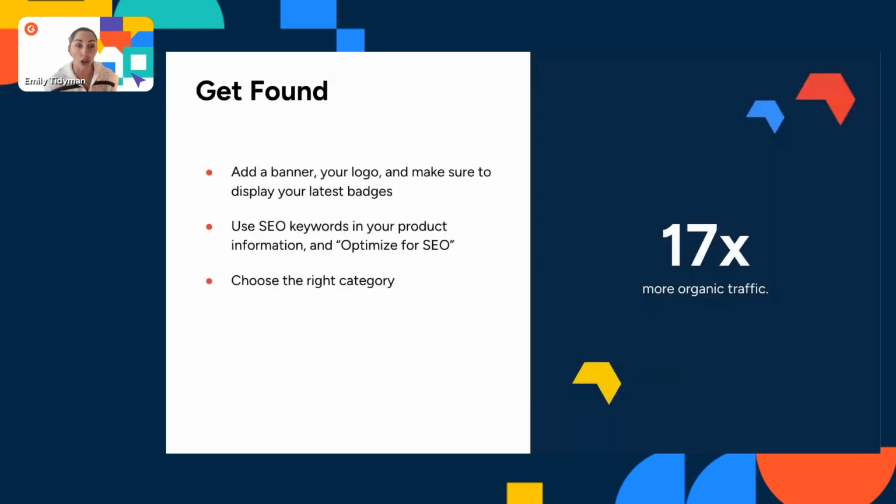Secondly, we want to ensure that your profile is optimized for SEO, meaning every page on G2 is indexed by Google. So ensuring that your product descriptions are filled out using key AdWords helps to ensure that your profile is appearing higher and higher in those organic searches. And then lastly, once you are found, we want to ensure that you're standing out with your logo image, banner image, latest badges are displayed, all these great things to ensure that buyers know that they're at the right place.